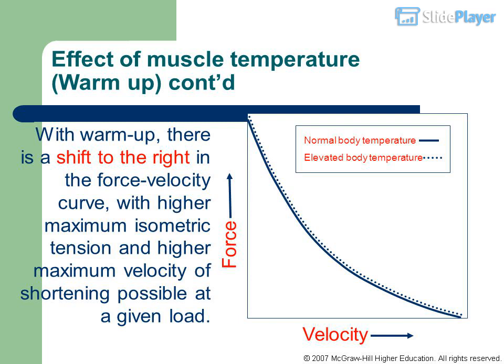Effect of muscle temperature, warm-up, continued. With warm-up, there is a shift to the right in the force-velocity curve, with higher maximum isometric tension and higher maximum velocity of shortening possible at a given load. Normal body temperature versus elevated body temperature. Force, velocity.